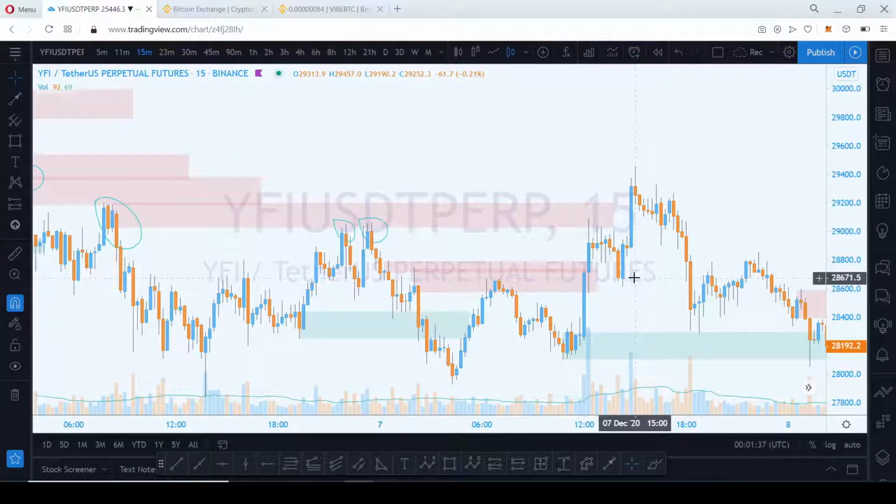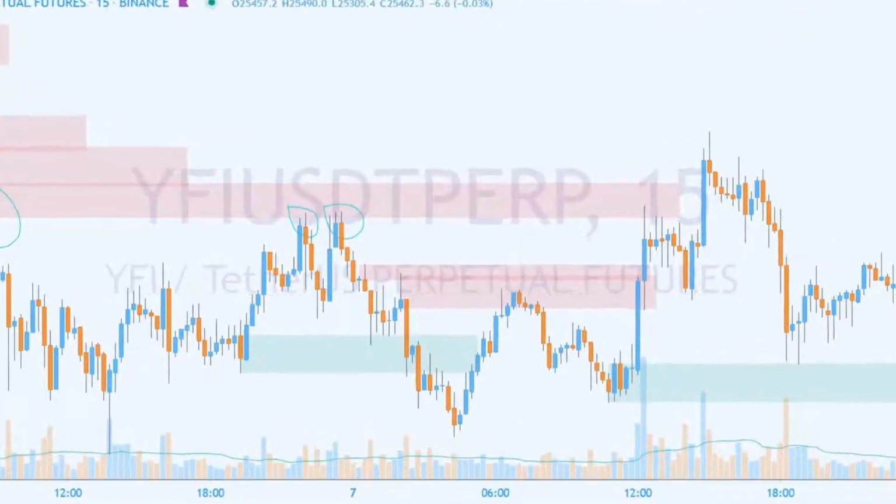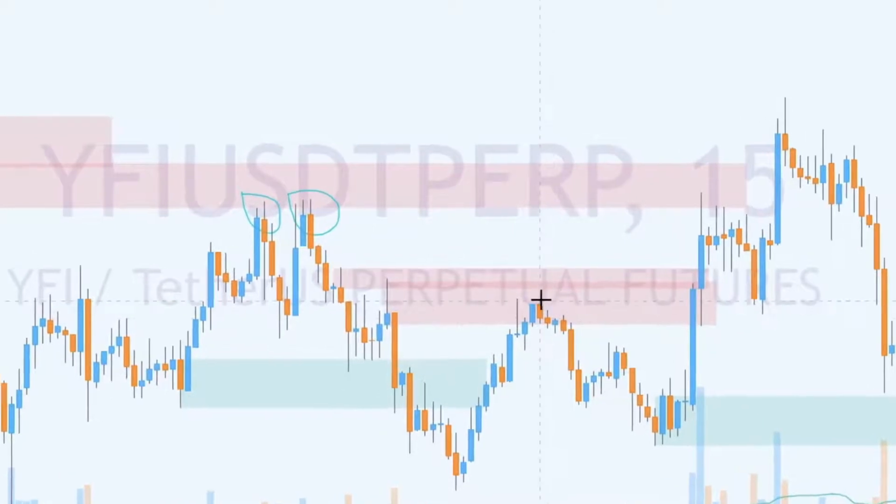Then it got pushed back a bit. I think this is a form of resistance turning to support at this side now. Okay, that is a form of resistance turning to support. So it got pushed back for the third time. This is the first test, the second test, and this is the third test of the supply zone. Then it got pushed down and found support here.